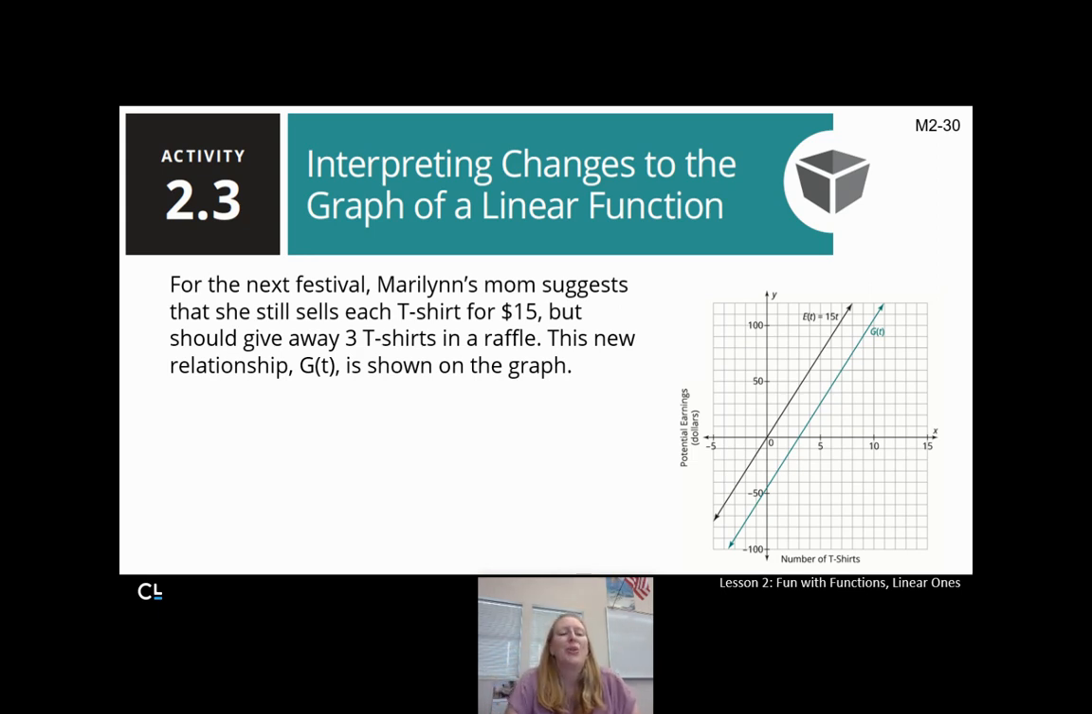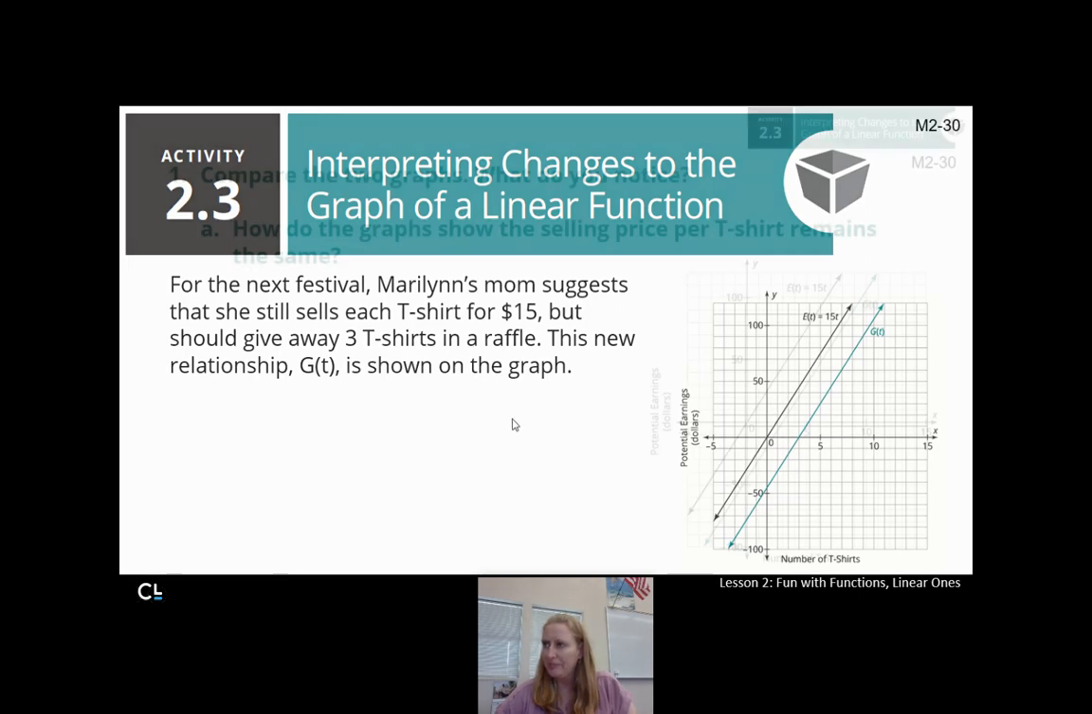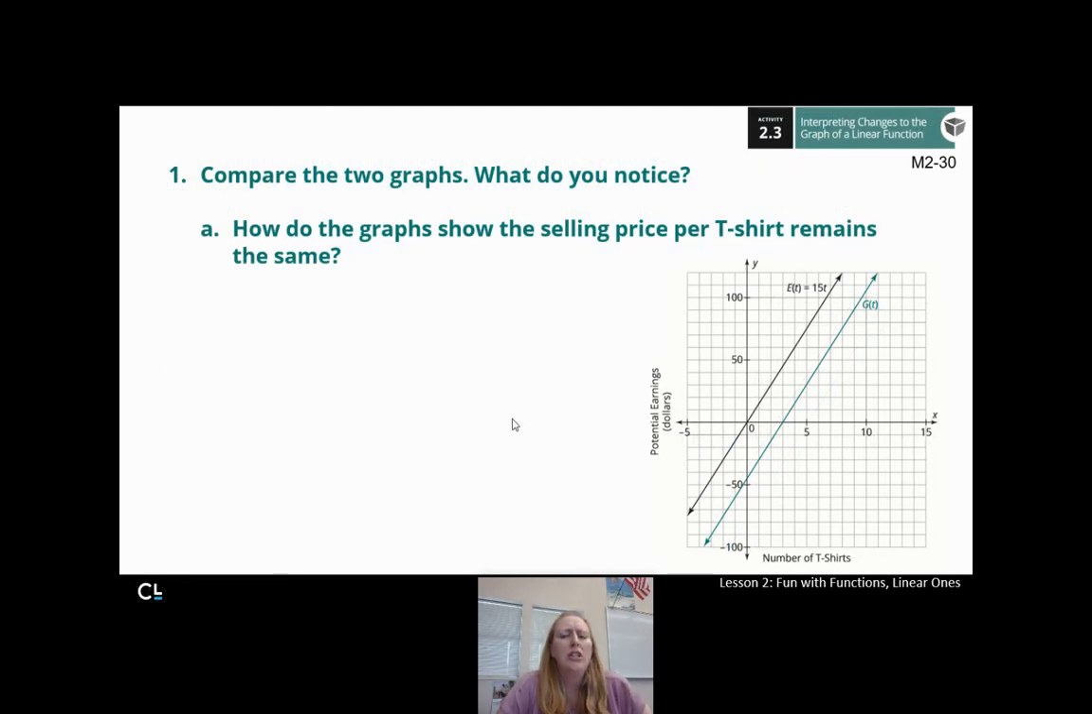raffle. So this new relationship, which we're going to call G of T, is shown on our lovely graph over here. So here's the original E of T equals 15T, right? We had that from last time where we left off. But now look what's happened to our graph G of T now that we're giving away 3 t-shirts in a raffle. It's changed a little bit, hasn't it? So I would like you to just take a moment to compare these two graphs. What kind of stuff do you notice?